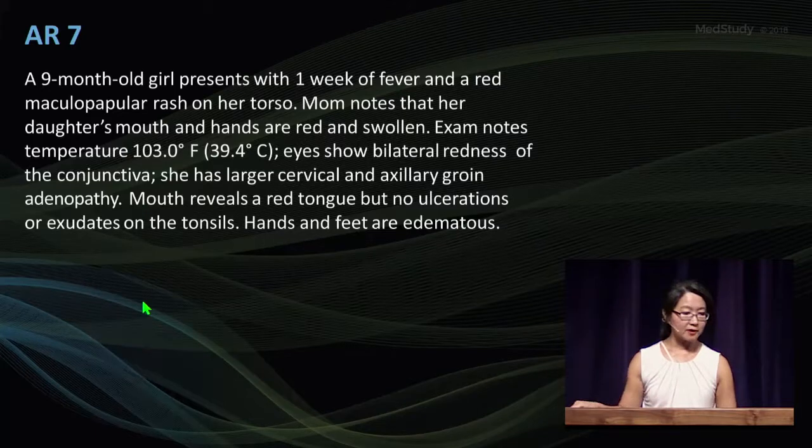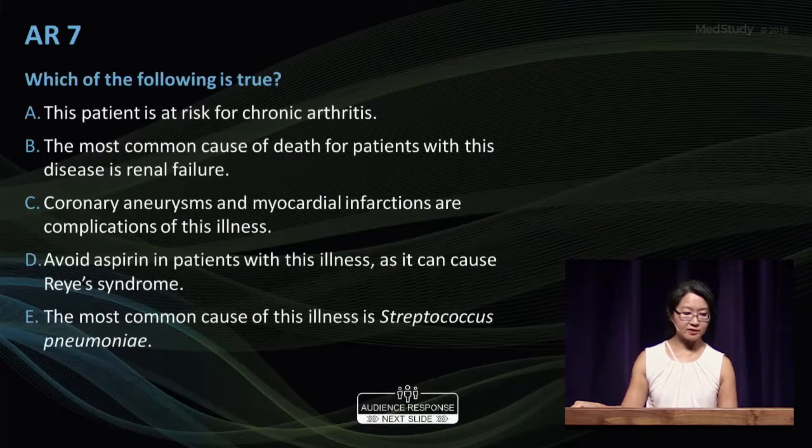So here's a question for you. A 9-month-old girl presents with 1 week of fever and a red maculopapular rash on her torso. Mom notes that her daughter's mouth and hands are red and swollen. Exam notes a temperature of 103 degrees Fahrenheit, and eyes have bilateral redness of the conjunctiva. She has large cervical and axillary groin adenopathy. Her mouth shows a red tongue, but no ulceration or exudates on the tonsils. Hands and feet are edematous.